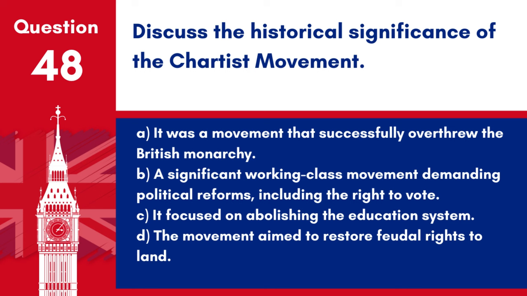Question 48. Discuss the historical significance of the Chartist movement. A. It was a movement that successfully overthrew the British monarchy. B. A significant working-class movement demanding political reforms, including the right to vote. C. It focused on abolishing the education system. D. The movement aimed to restore feudal rights to land.